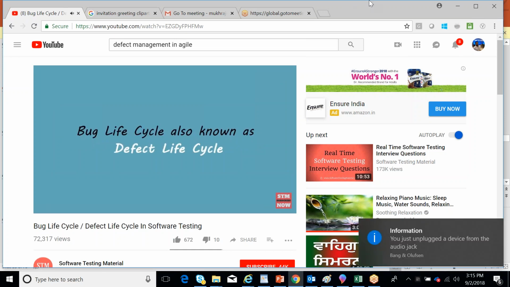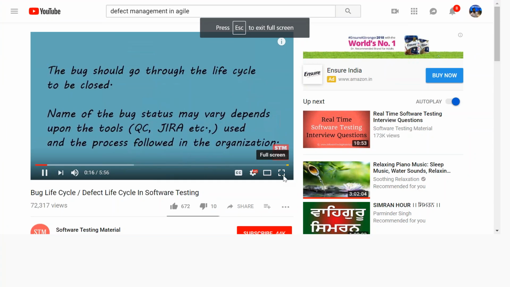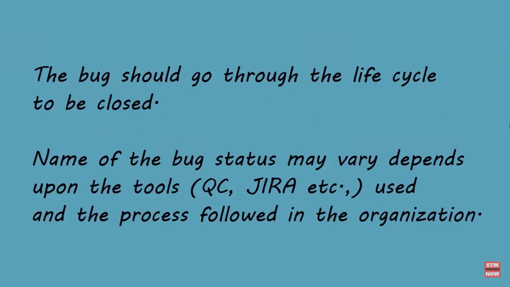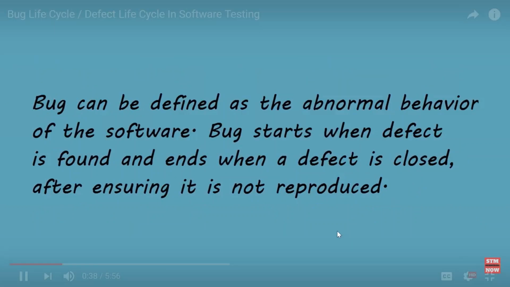Bug lifecycle, also known as defect lifecycle. In the software development process, the bug has a lifecycle. The bug should go through the lifecycle to be closed. Names of the bug statuses may vary, depending on the tools and the process followed in the organization. A bug can be defined as the abnormal behavior of the software. A bug starts when a defect is found and ends when the defect is closed, after ensuring it is not reproduced.